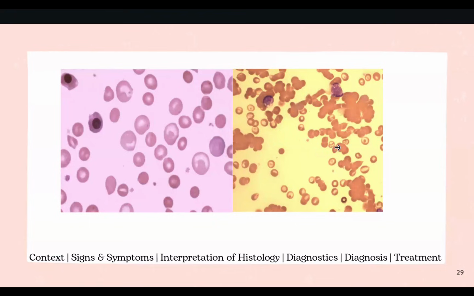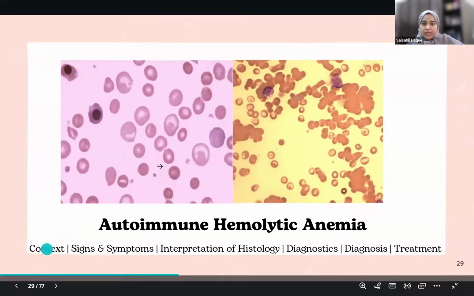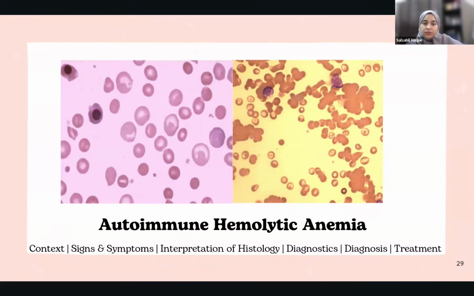Autoimmune hemolytic anemia. Perfect. So this is autoimmune hemolytic anemia. So the context, it can be a young woman with a recent viral infection. Now they're presenting with symptoms of anemia. So it can be fatigue, pallor, jaundice. Again, with hemolytic anemia, always think jaundice, hepatosplenomegaly. Interpretation of histology, as you correctly mentioned, nucleated RBCs, polychromasia, and then red cell agglutination, etc. Diagnosis, again, very important. What test do we use for diagnosis here?